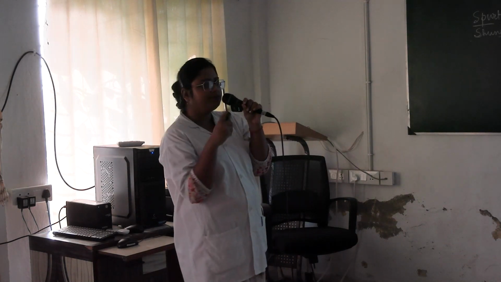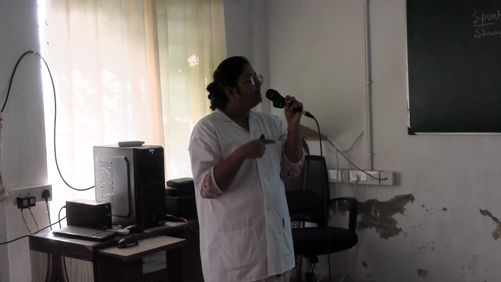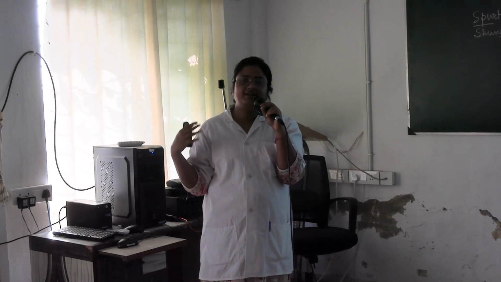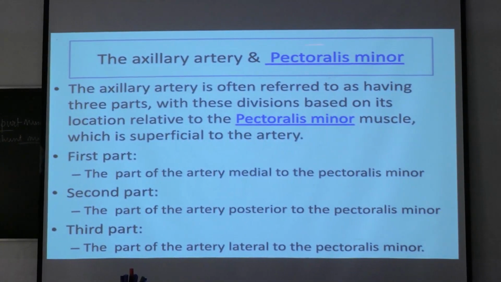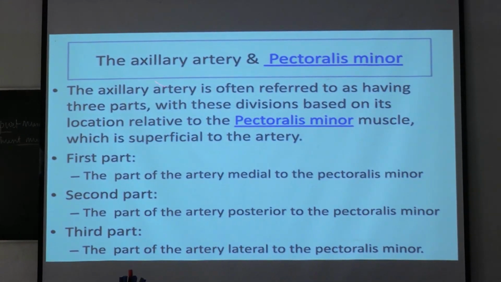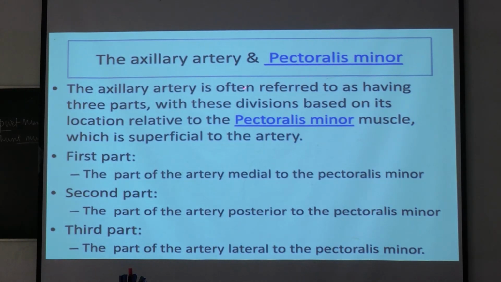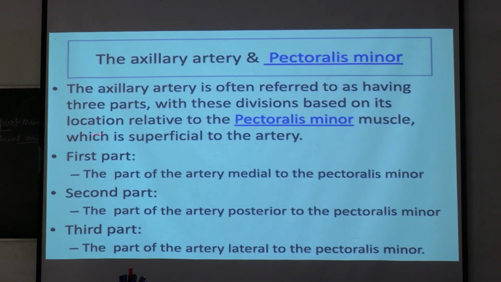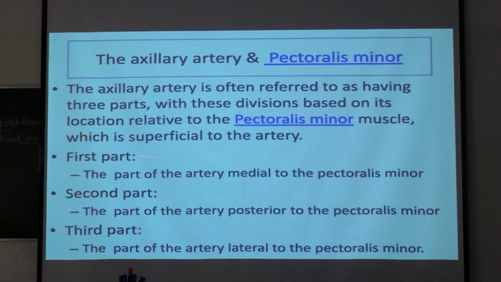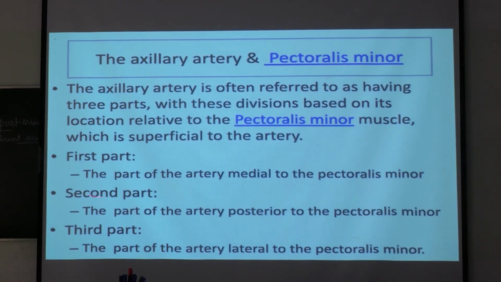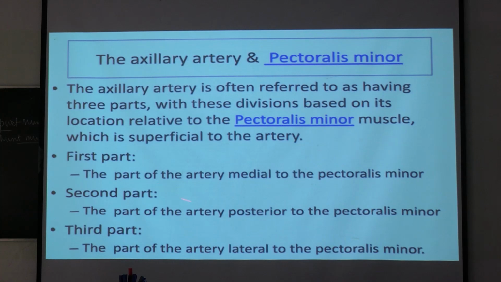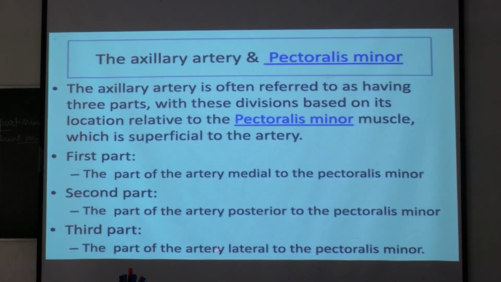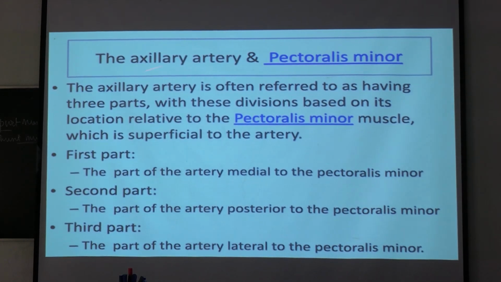Next important structure: piercing the clavipectoral fossa is a branch of the axillary artery, the thoracoacromial artery. Here we will discuss the axillary artery in detail. There is a relation between the axillary artery and pectoralis minor. The pectoralis minor muscle divides the artery into 3 parts, with this division based on its location relative to the pectoralis minor, which lies superficial to the artery. The first part is the part of the artery medial to the pectoralis minor. Next is the second part, posterior to the pectoralis minor. And the third part is lateral to the pectoralis minor. These are the 3 parts of the axillary artery.